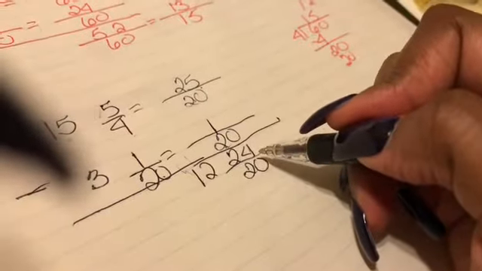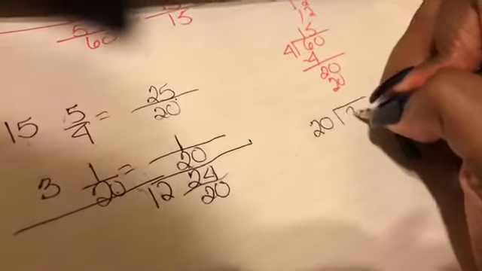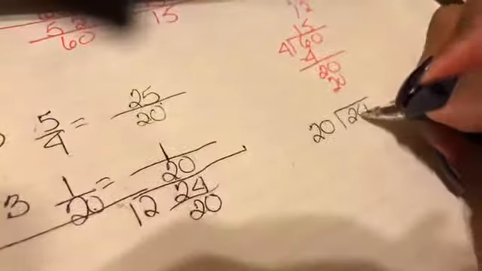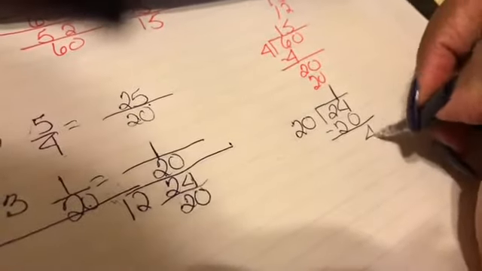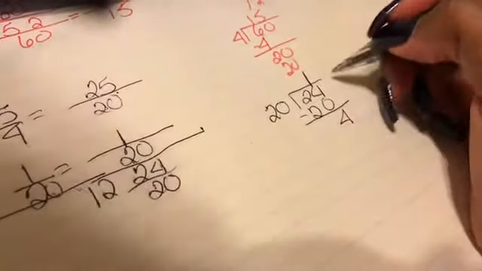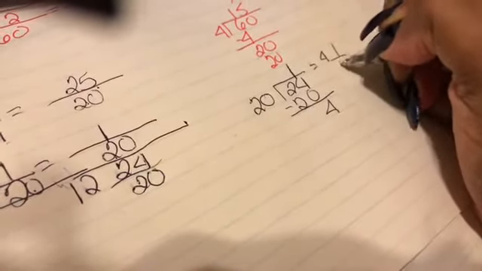Okay. Now right here, you got an improper fraction. And remember what I said about improper fractions. You have to turn them into mixed numbers. So 20 divided by 24. Okay, 20 divided by 24 is 1. 1 times 20 is 20. Okay. Then you got 20. Okay, so the answer is 4 and 1 over 20.